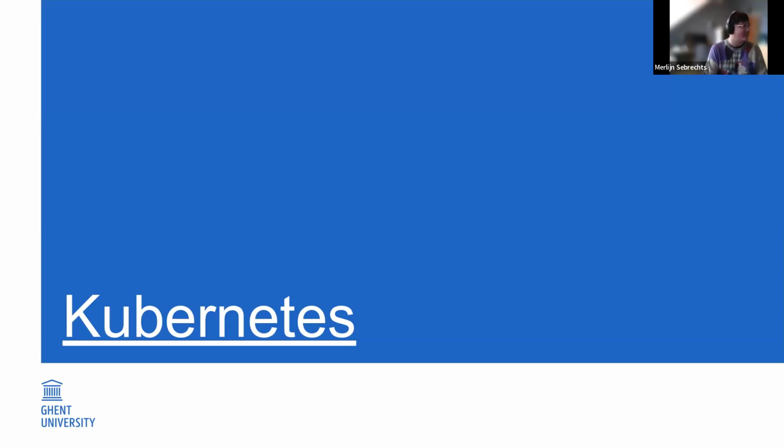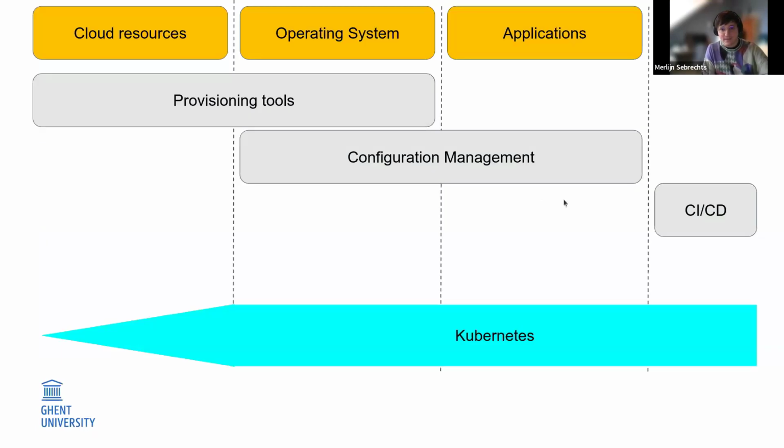All right, then I will continue with the next part about Kubernetes. Kubernetes itself is basically a tool that does everything: everything from CI/CD, configuration management, provisioning tools, to provisioning cloud resources. It basically can do everything, although it initially was simply a platform to manage containers.